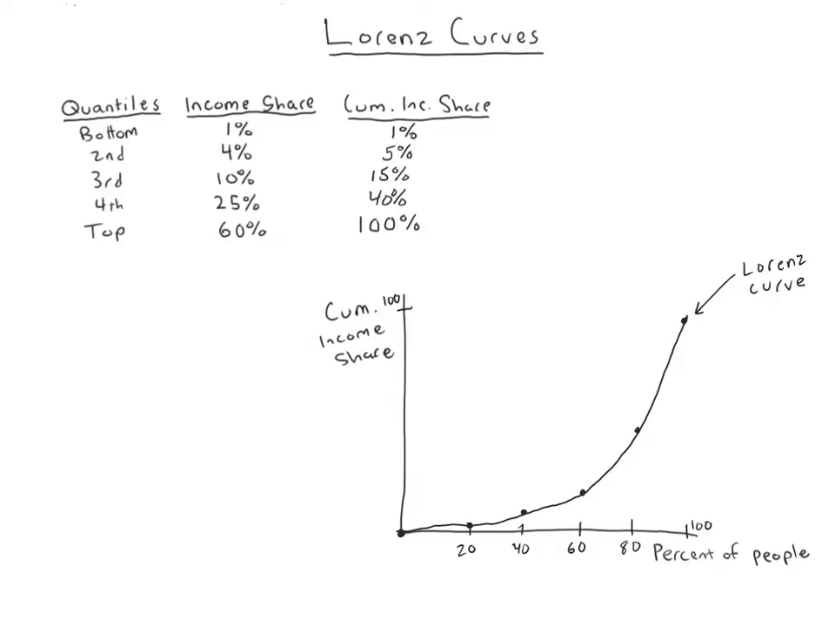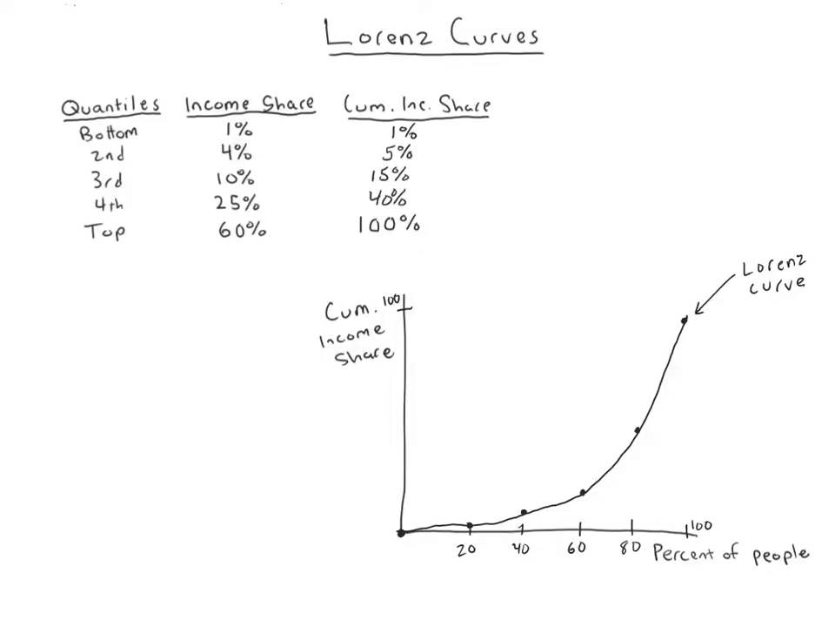It has an increasing slope, basically by necessity, because as we move towards higher and higher quantiles, those are going to have bigger and bigger shares of income, meaning that at first the curve's going to be pretty flat because the bottom few quintiles don't have much income, so you're not adding much to the cumulative income share. But as you get further and further up the chain, you add bigger and bigger shares, thus steepening the slope.